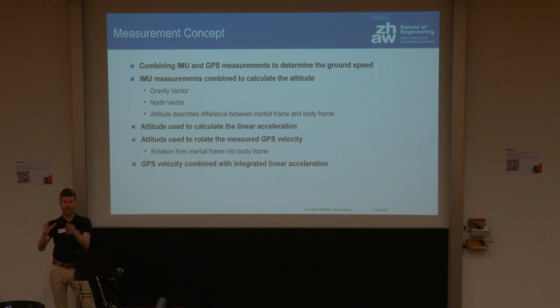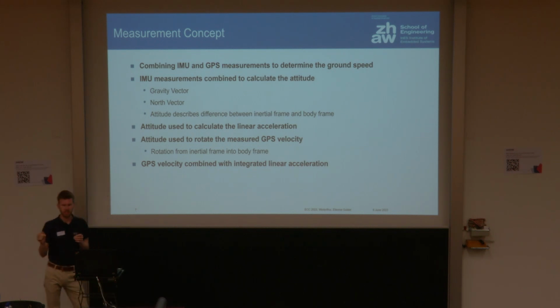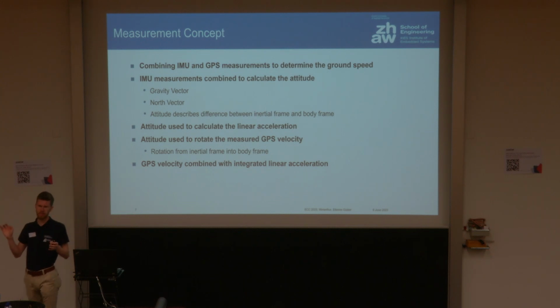So we can measure the attitude of an object. And this is super important once we want to use the second signal that we get from the GPS. So the GPS delivers us directly a velocity signal. We don't really care about the position.